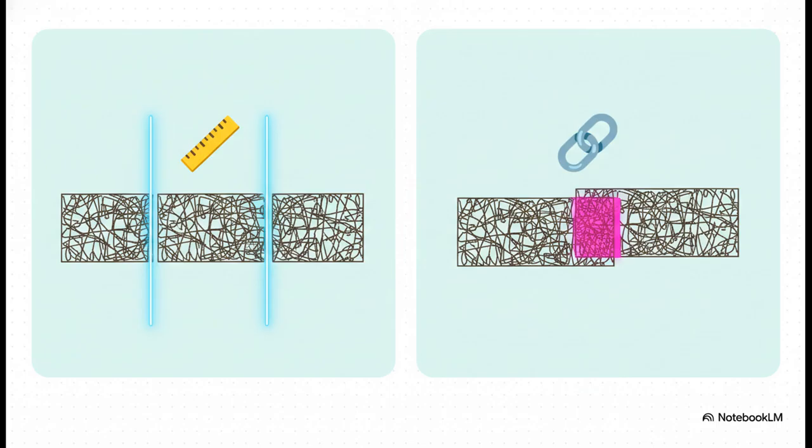Then you have chunk overlap. This is super important. It makes sure that when a document is split into chunks, there's a little bit of text repeated between them. Why? It helps the AI keep the context, so it doesn't lose the plot if an idea starts in one chunk and ends in the next. It's a small tweak that makes a huge difference in answer quality.